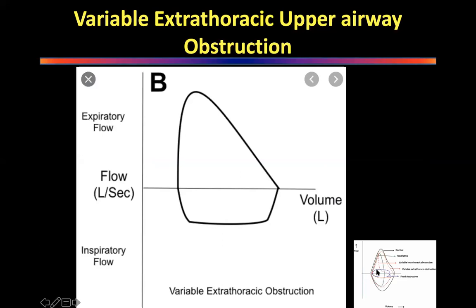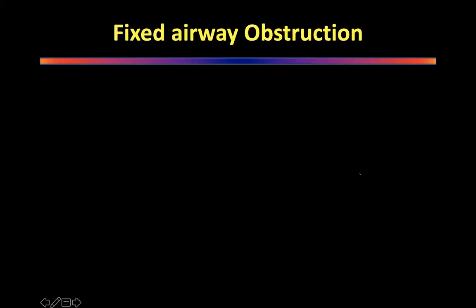Now, if you look in this corner, all of them have been put in one, and I'll show you that at the end when we have finished with this. So we've looked at intrathoracic upper airway obstruction. We've looked at extrathoracic upper airway obstruction.